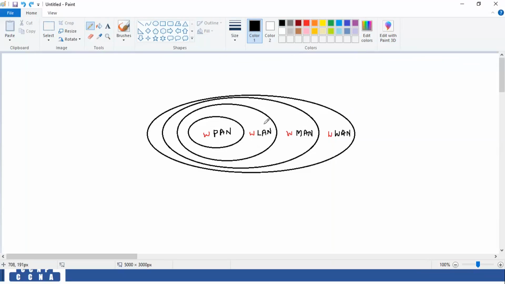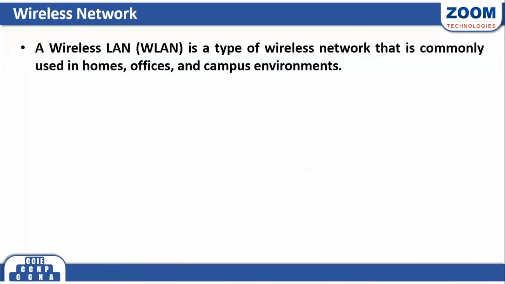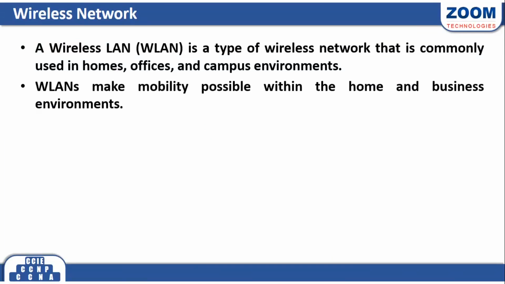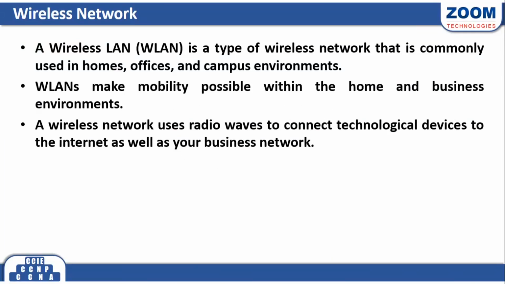So the point here, a wireless LAN is a type of wireless network that is commonly used in homes, offices, and campus environments. Wireless LAN makes mobility possible within the home and business environment. The main advantage of wireless is mobility, and flexibility will be increased. How do these wireless networks work? They use radio waves to connect technological devices to the internet as well as your business network.